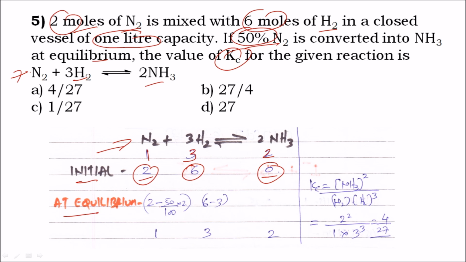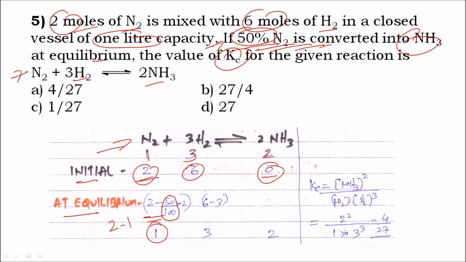Now at equilibrium, the number of moles, just see the data again here. 50% of N2 is converted into ammonia. Okay, so initial 2 moles, right? If you take 50% of this, 2 minus 50% of 2, 50% of 2 means it becomes 1, then 2 minus 1, you got 1 mole. So only 1 mole of N2 is reacting.